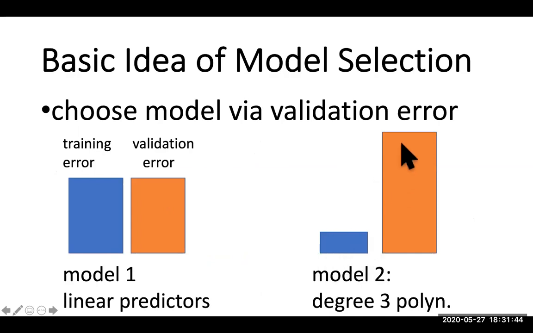However, what is important is the validation error, because the validation error is a more reliable approximation of the general error that we expect on new data points. Here we see the validation error for the degree 3 polynomials, which we call model 2, is larger. So we don't use this, but we rather go with the simple model.